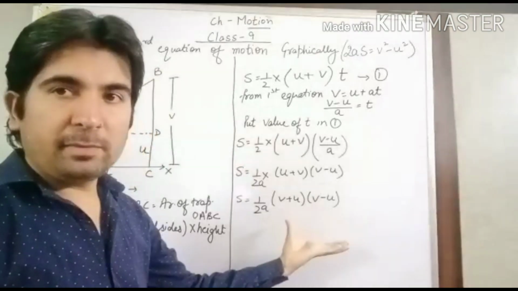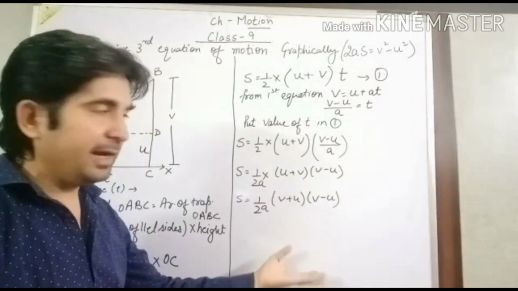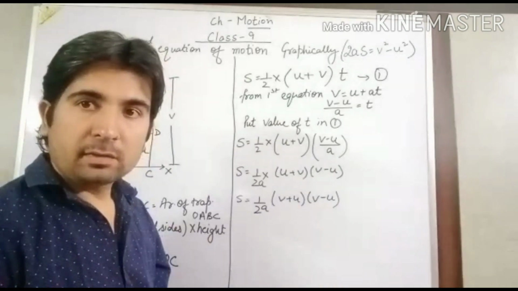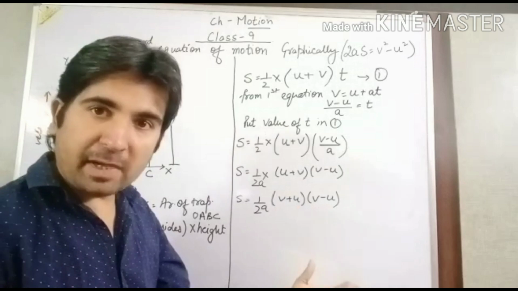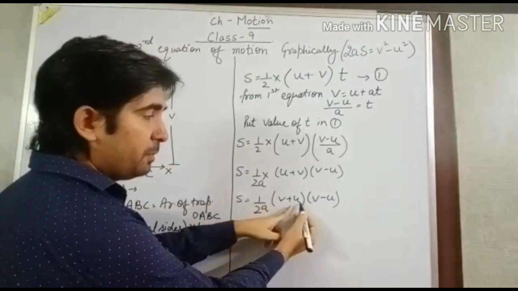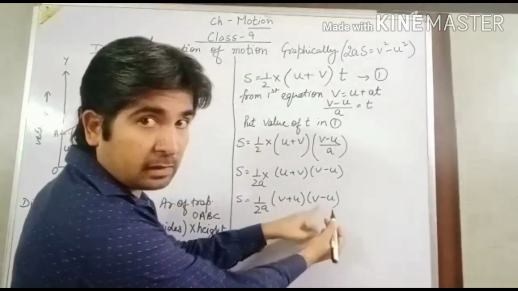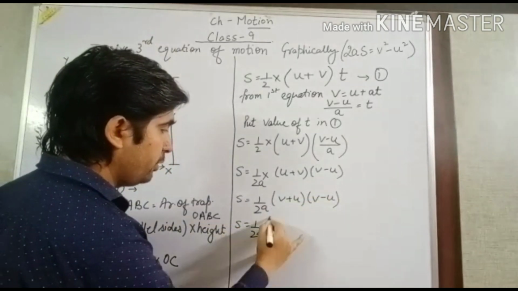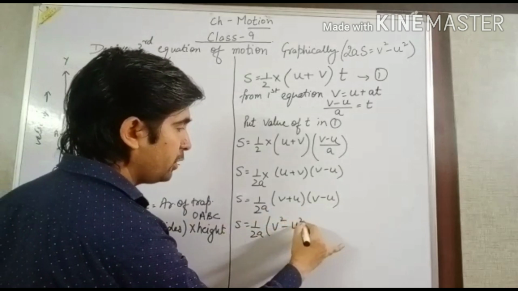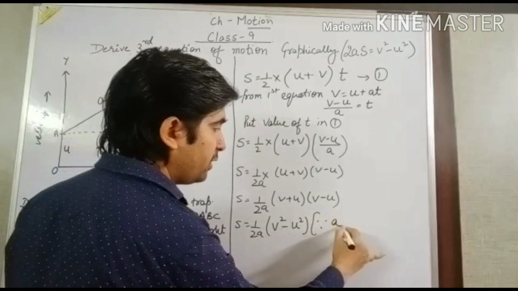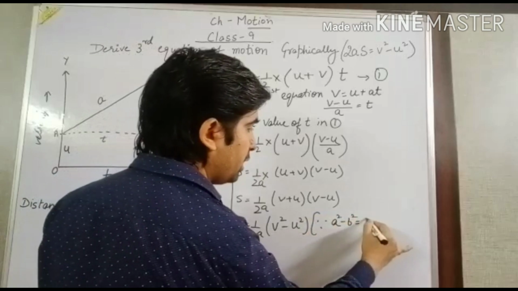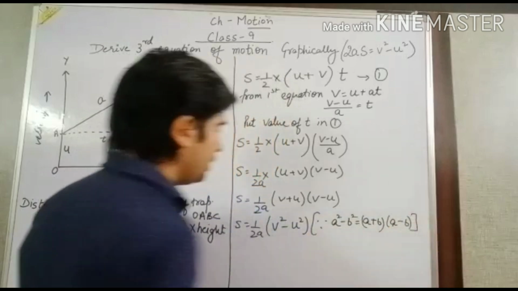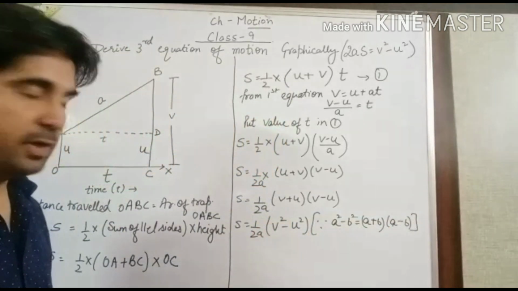Now you remember in mathematics you have learned about an identity that says a square minus b square is equal to a plus b, a minus b. So a plus b, a minus b. Here we can apply the identity. So this will become 1 upon 2a, v square minus u square. Why? Because we have used the identity a square minus b square is equal to a plus b and a minus b.